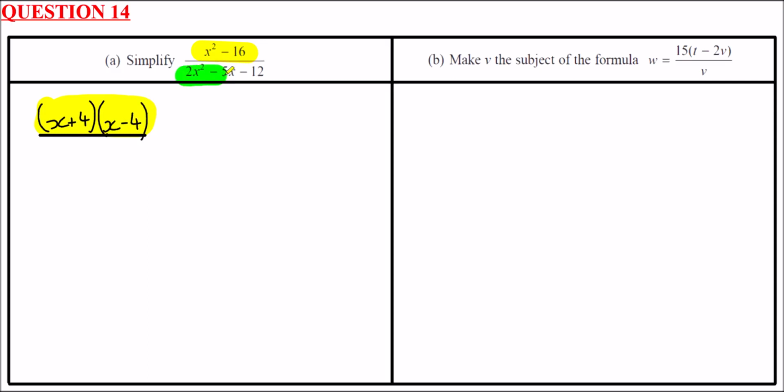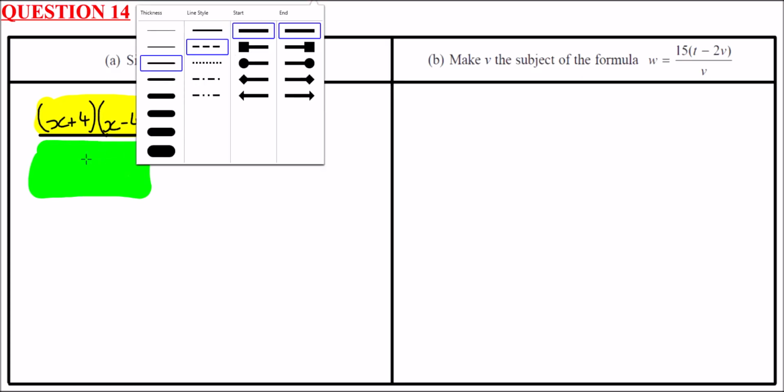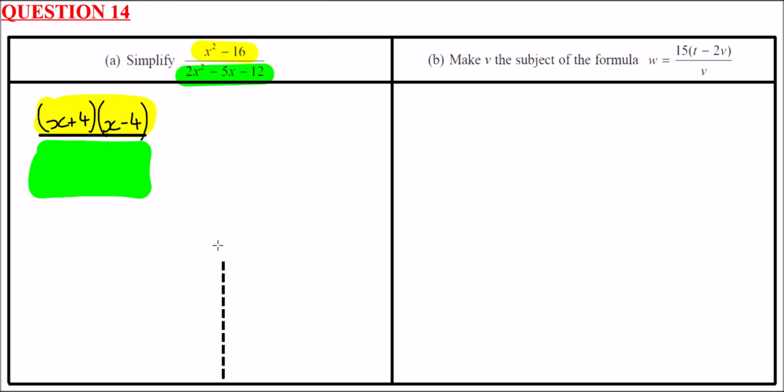The bottom bit here will actually factorise as well. This is slightly longer winded though, so I'm just going to do this on the other side, then we can return to it and pop in the factorised version in green like so. So I'm just going to return to this bit here. First of all, I'm going to talk you through how to factorise 2x squared minus 5x minus 12.